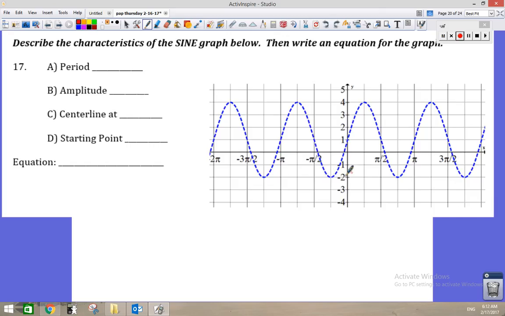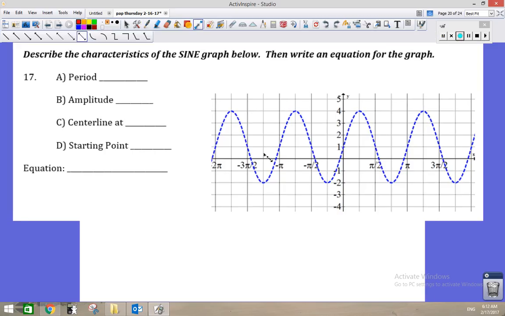Okay, so now they give me a function. They want me to describe it. They give me the sketch. Alright, so the range is from -2 to +4. And if I add -2 plus 4, I get 2, and half of 2 is 1. So my center line is y equals 1.